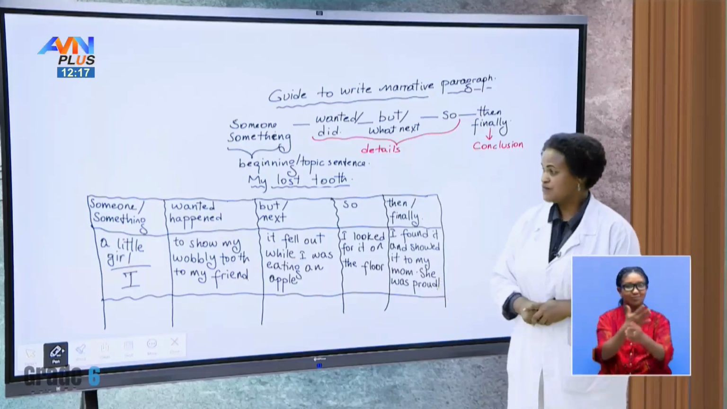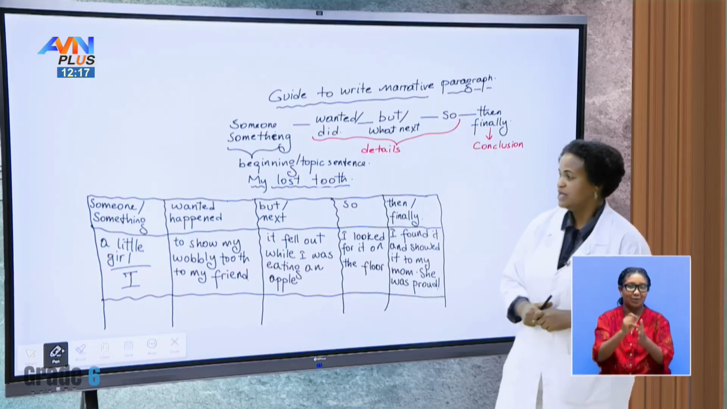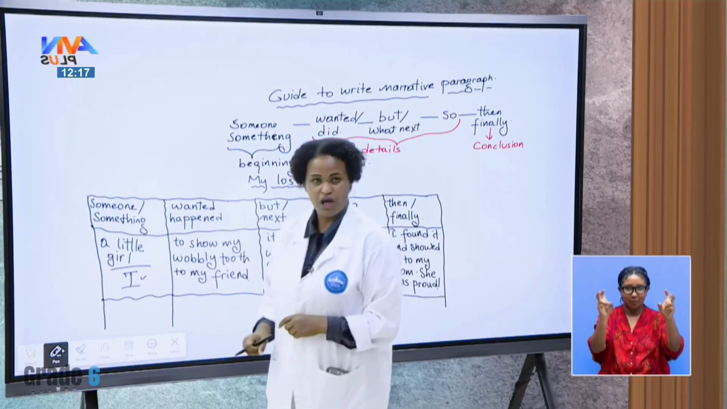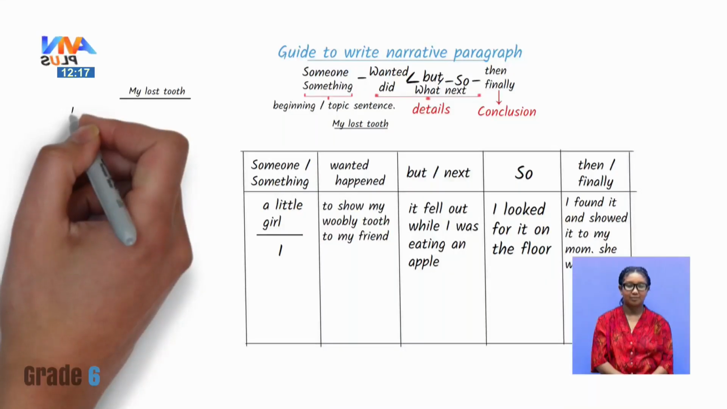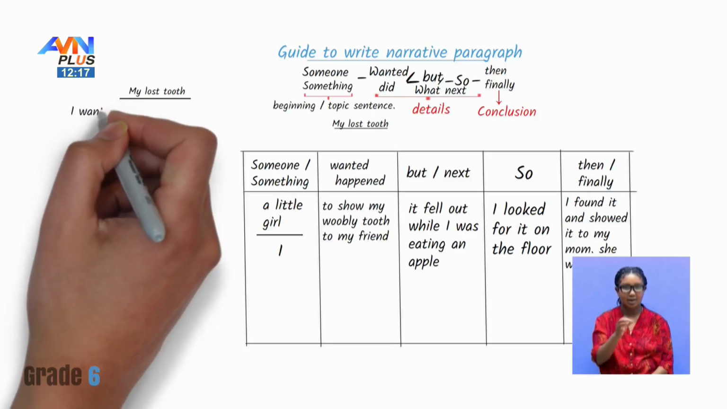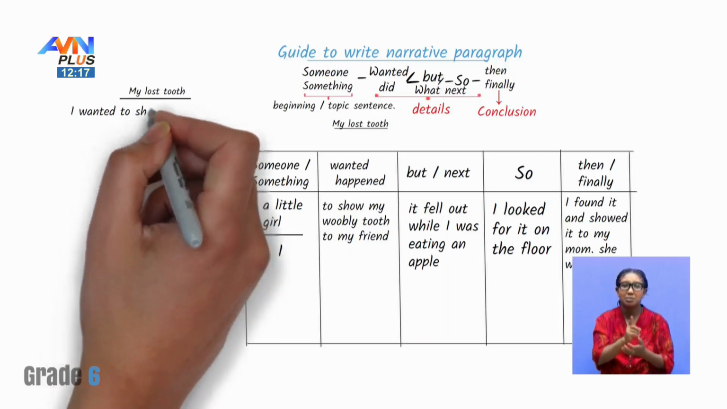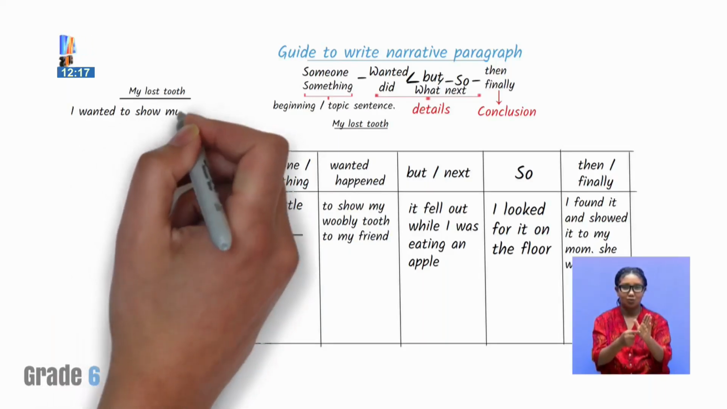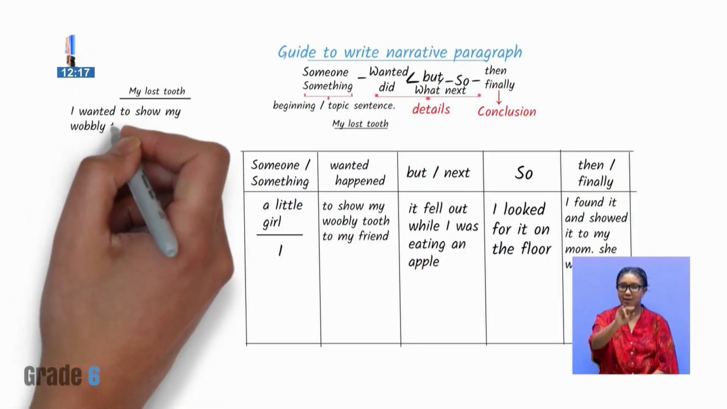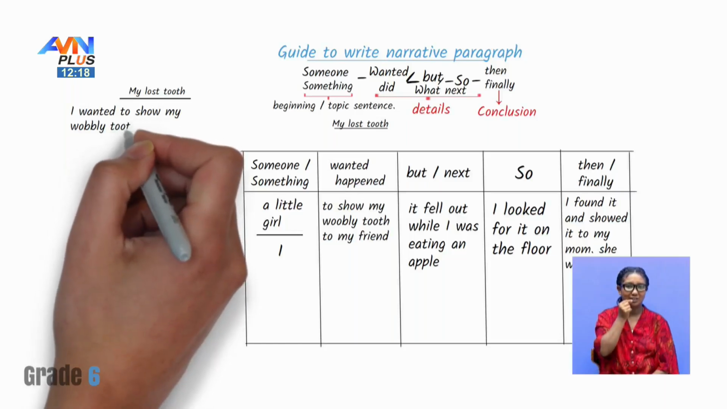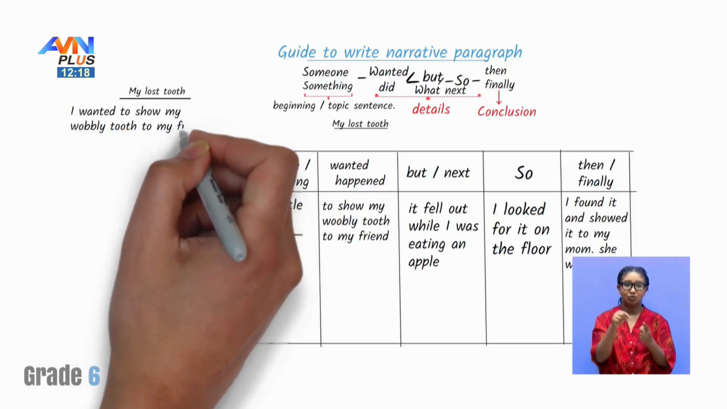3 minutes is over. I am sure you have written it in a good way. Let's write it together, okay? Let's make the topic our topic. Let's say I, all right? I, okay. I'm sure you start by saying like this, and then I wanted, what do you want? Here it says what? To show my wobbly tooth to my friends.